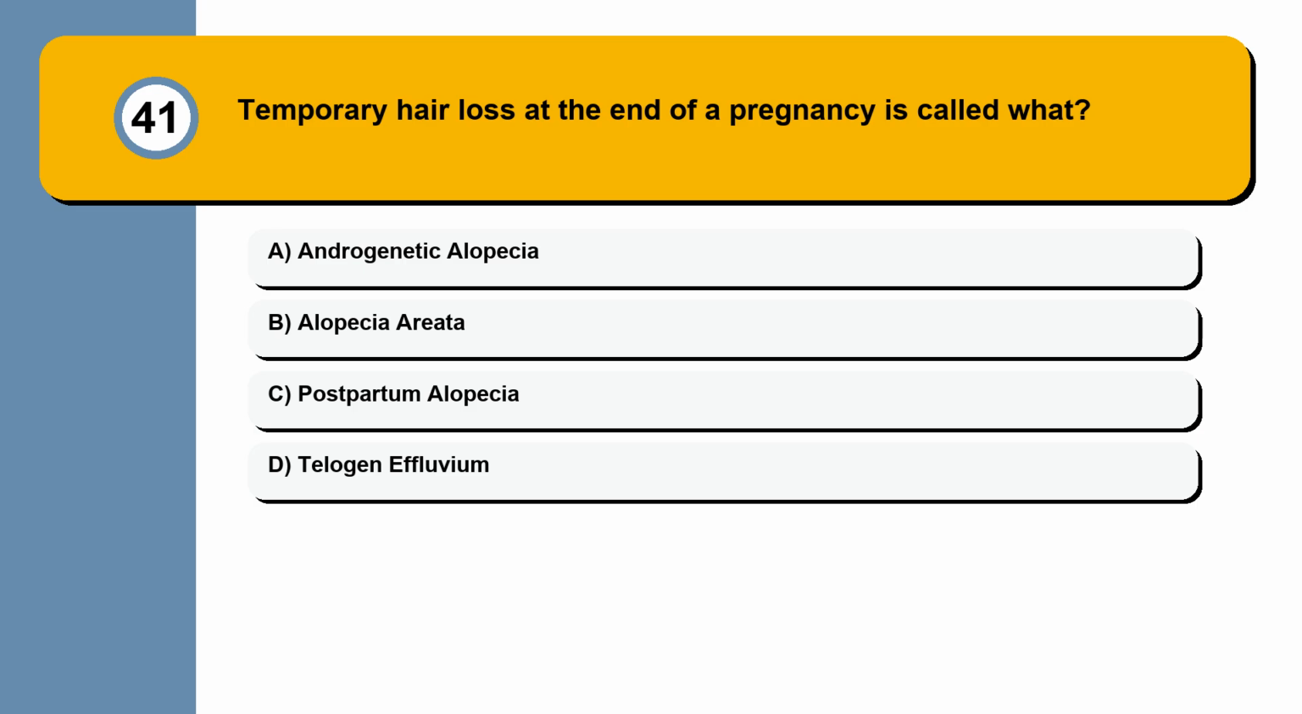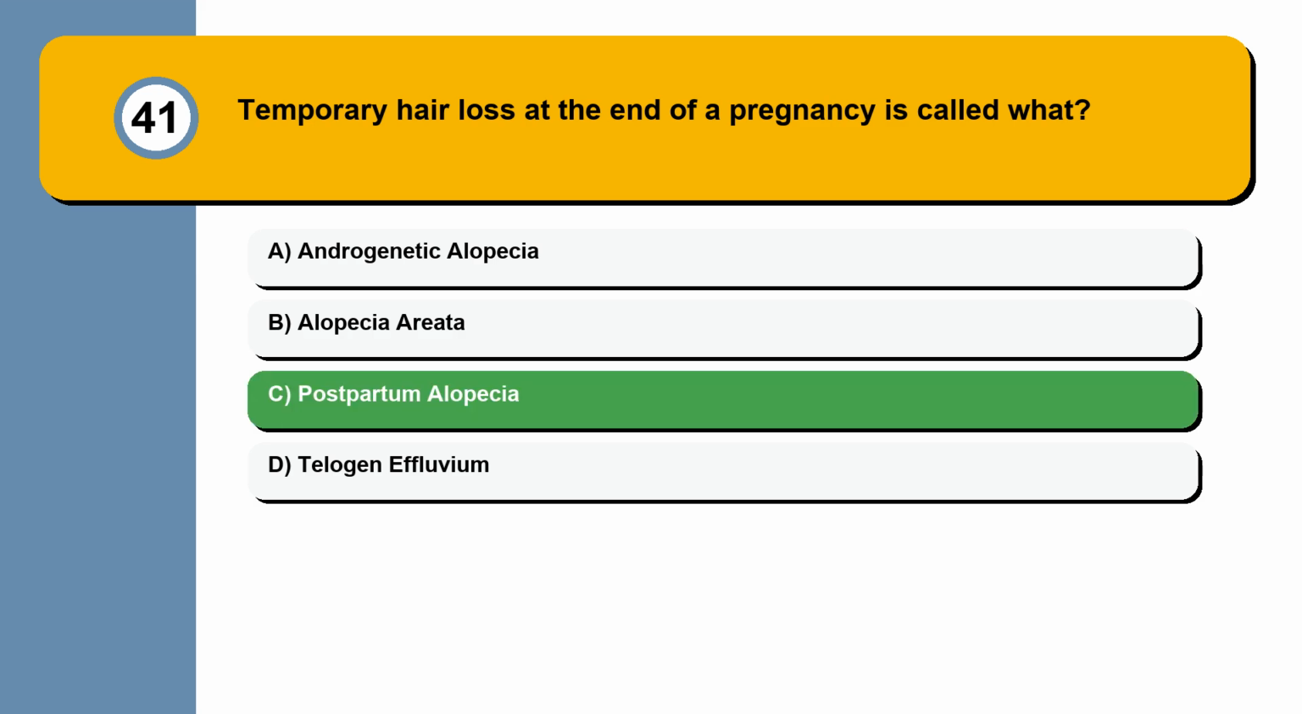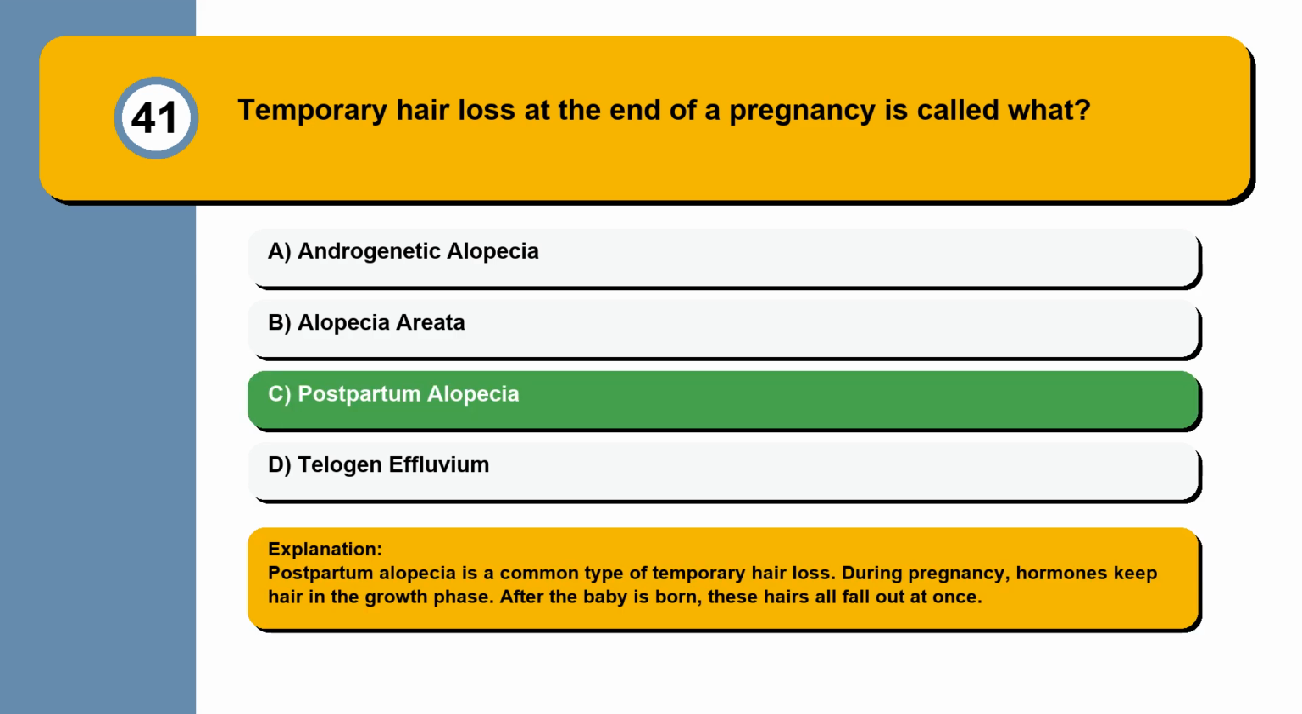Question 41. Temporary hair loss at the end of a pregnancy is called what? Androgenetic alopecia, alopecia areata, postpartum alopecia, telogen effluvium. Postpartum alopecia is a common type of temporary hair loss. During pregnancy, hormones keep hair in the growth phase. After the baby is born, these hairs all fall out at once.